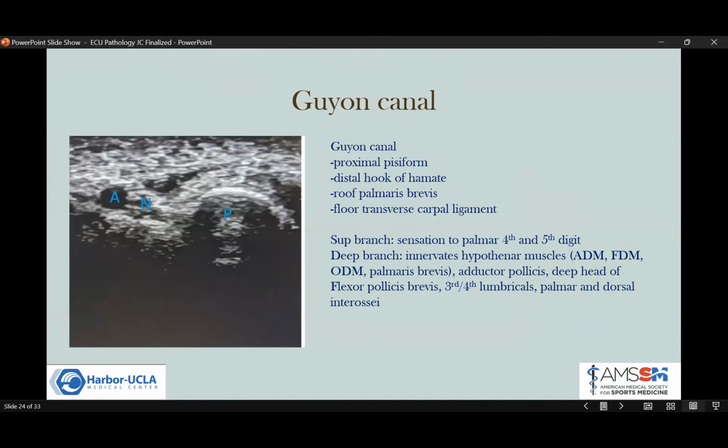The ulnar nerve branches off into the superficial branch, which provides sensation to the palmar 4th and 5th digit. The deep branch supplies the hypothenar muscles, such as the abductor digiti minimi, flexor, and opponens digiti minimi, and the palmaris brevis. It also innervates a little bit the adductor pollicis, the deep head of the flexor pollicis brevis, the third and fourth lumbricals, and the palmar and dorsal interossei muscles.